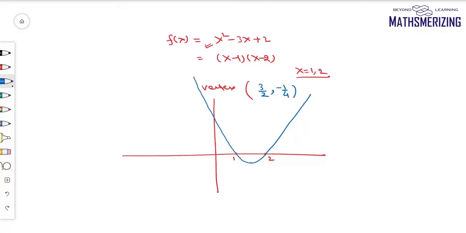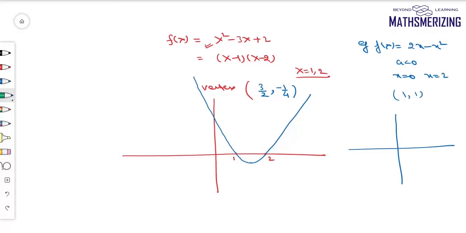I'll take another one. Say for example, f(x) equals 2x minus x square. Now in this case, a is less than 0. Roots are x equals 0 and x equals 2. Now vertex will be 1, comma 1. So if I have to draw this graph, now roots are 0 and 2. Now at 1, value is 1. So it is parabola opening downwards.